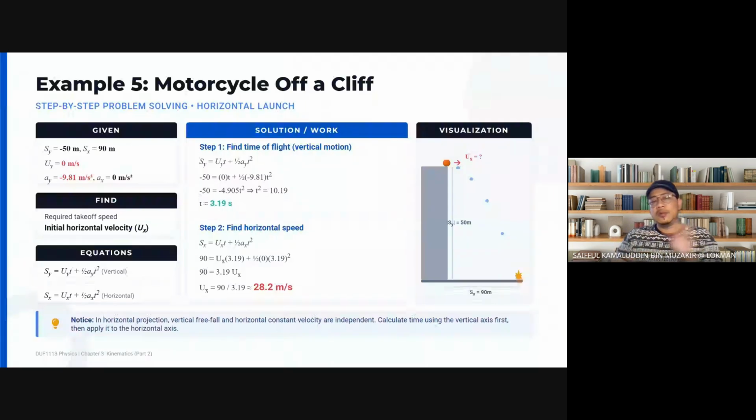So let's try to look at example number 5. Motorcycle off a cliff. Wait a moment, let me check. Is it still recording? Sometimes it stops by itself. Okay, still recording. Good. Alright.